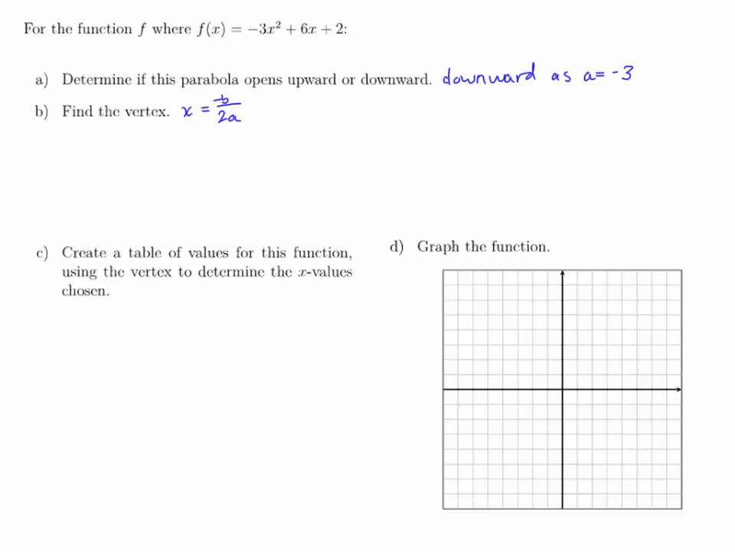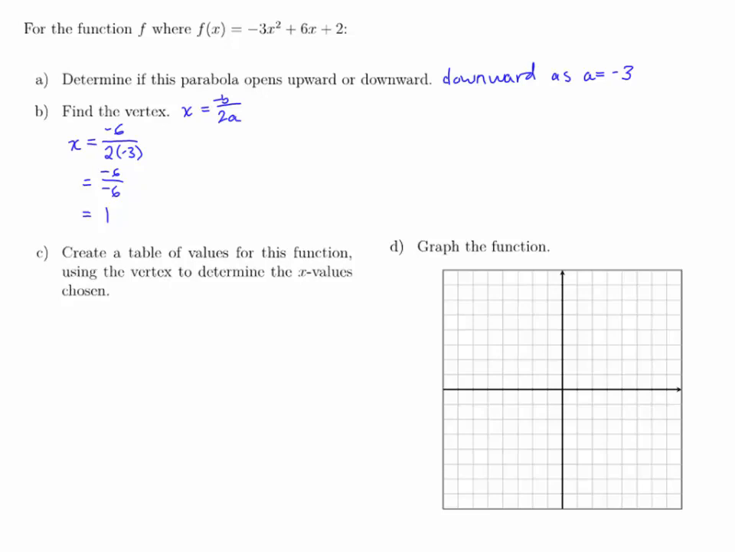So looking at this, with negative 3x squared plus 6x plus 2, if we want to take x equals the opposite of b over 2a, then the opposite of b is negative 6, since our value of b is 6. And then dividing by 2a, we're going to divide by 2 times negative 3, as the value of a is negative 3. So that'll simplify to negative 6 over negative 6, which just gives us a value of 1. So we know now that the vertex occurs where x is 1.